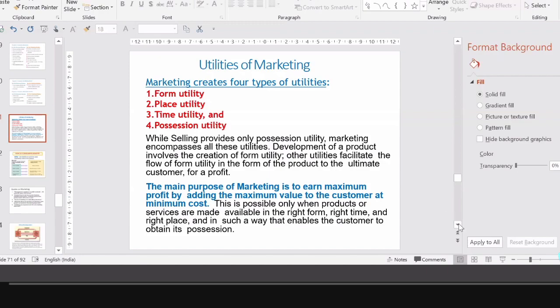This is about the utility provided by marketing. So marketing provides 4 utilities. What are they? Form utility, place utility, time utility, and possession utility.